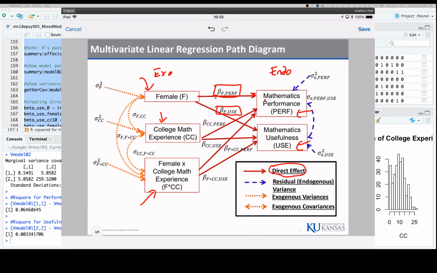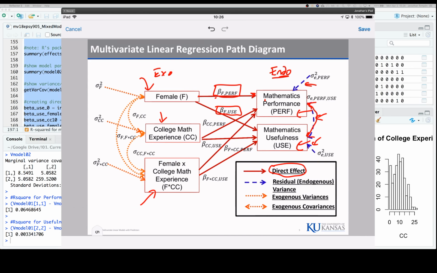The blue dotted lines represent residual variances. These are the variances that are left over after prediction for the endogenous variables. And you'll see a double-headed arrow right here representing the residual covariance between performance and usefulness. Remember, the residual covariance describes how far off we are for both variables at once, helping to gain a little bit of information from each other variable in the analysis.